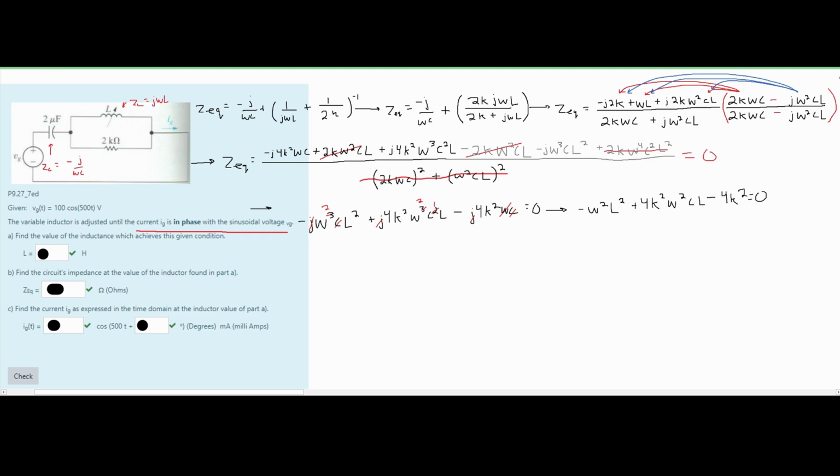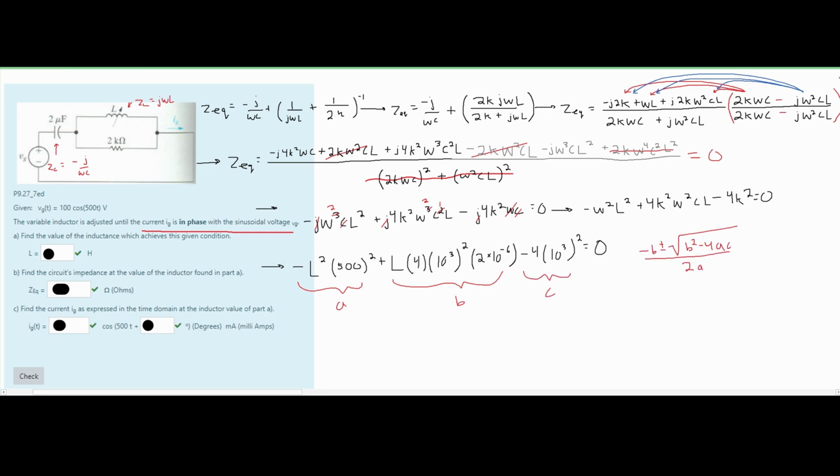We want to solve for our L, so I'm going to move this out front, and then plug all of our given values into here. Now this will be our new equation. And then we can plug all of this into a calculator using the quadratic formula. So this first part is going to be our A, this next part will be our B, and then finally this last part will be our C.